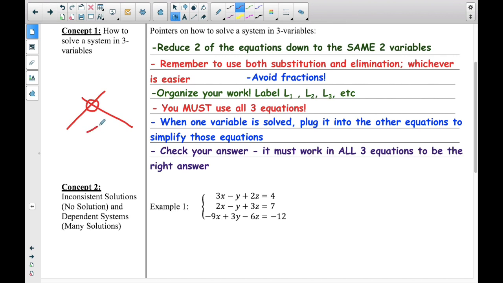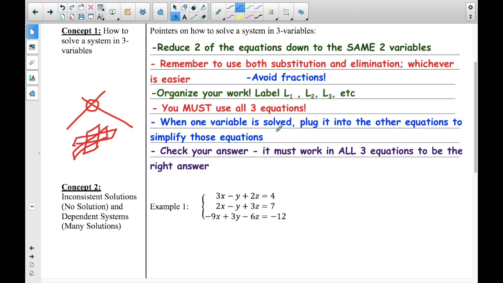And of course, I think we talked about this the other day, that these are actually planes that are intersecting when we do this. And so if you're only doing two of the planes, you're only getting part of the answer. You need to make sure that you're getting that third one also so that you get the entire answer.